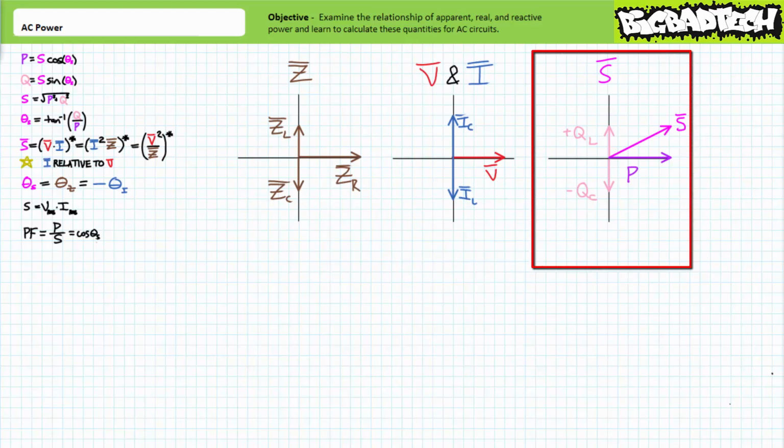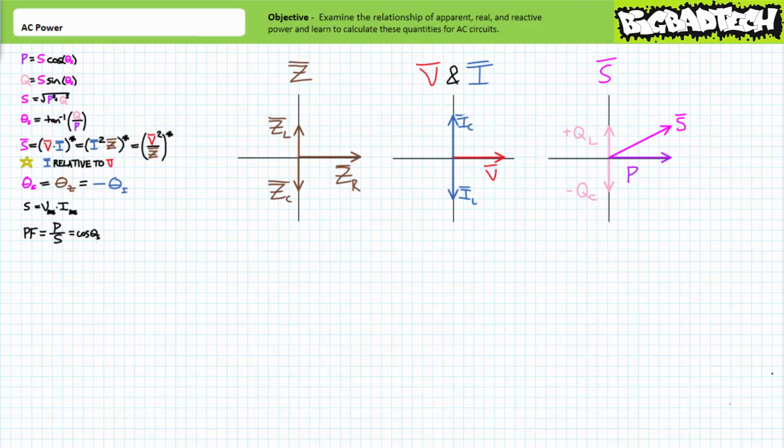The third and final domain is the complex power domain, where quite like the impedance domain, all positive real horizontal x values represent real power. All positive imaginary vertical y values represent inductive reactive power, and all negative imaginary vertical y values represent capacitive reactive power. Believe me, these three diagrams are worthy of inclusion on your cheat sheet.